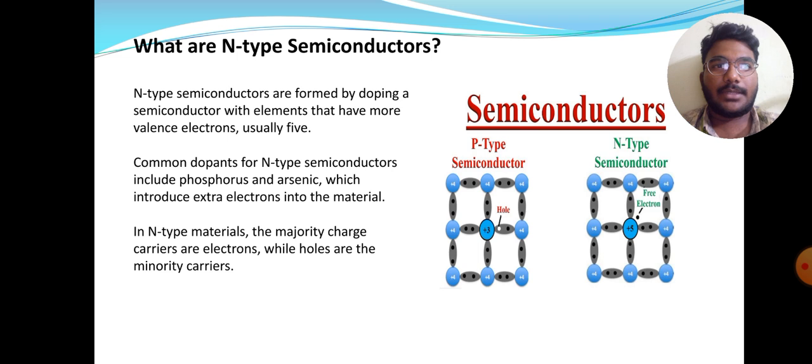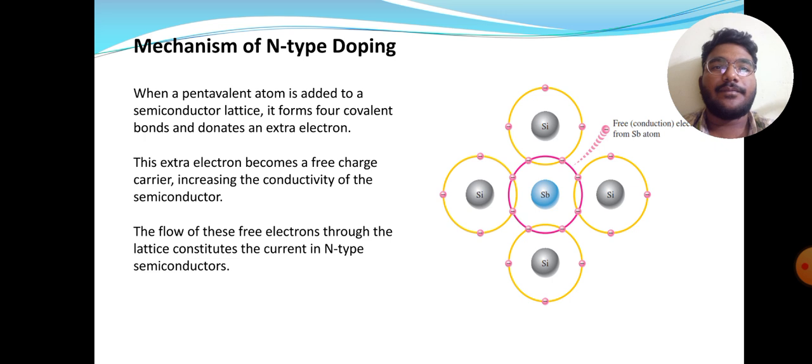What are n-type semiconductors? N-type semiconductors are formed by doping a semiconductor with elements that have more valence electrons, usually 5. Common dopants of n-type semiconductors include phosphorus and arsenic, which introduce extra electrons in the material. In n-type materials, the majority charge carriers are electrons, while holes are the minority carriers.